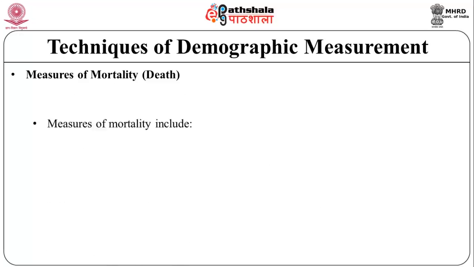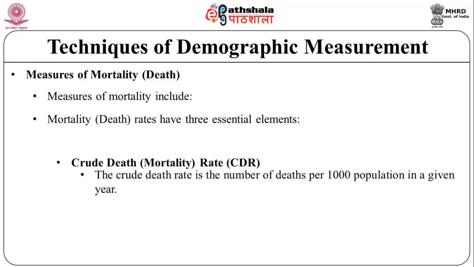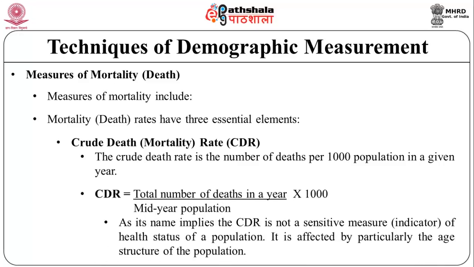Now there are various measures of mortality rates, which have three essential elements. One is crude death rate or crude mortality rate, CDR. The crude death rate is the number of deaths per 1,000 population in a given area. Now as you yourself can see, CDR is not a sensitive measure of health status of a population. It is affected particularly by the age structure of the population.